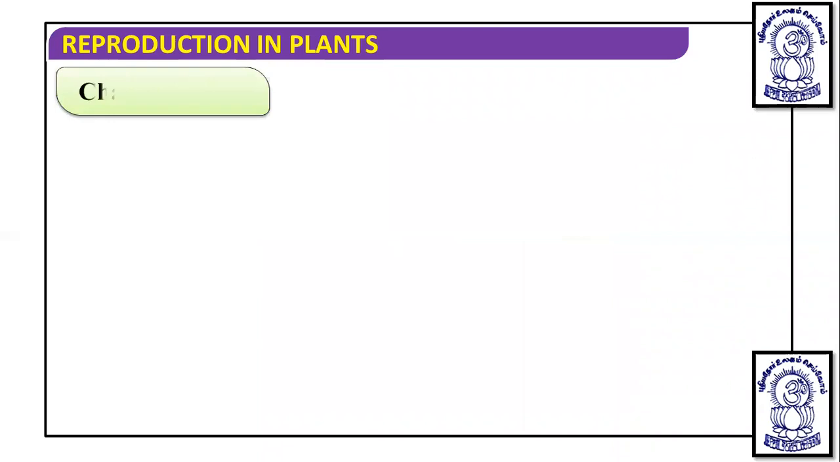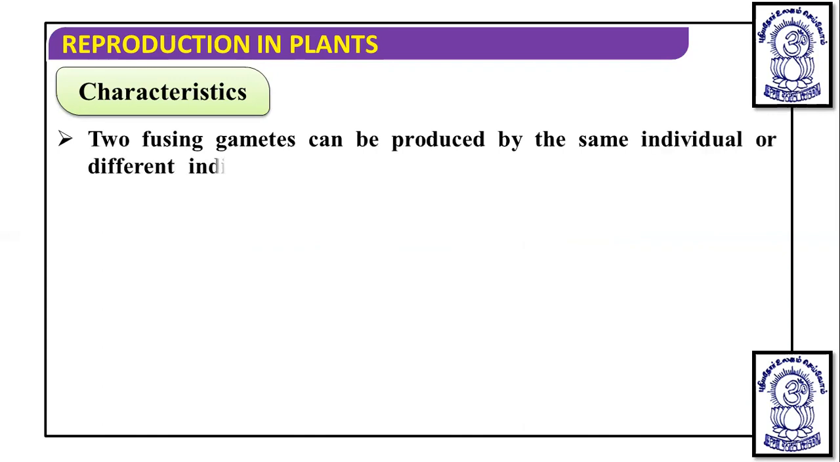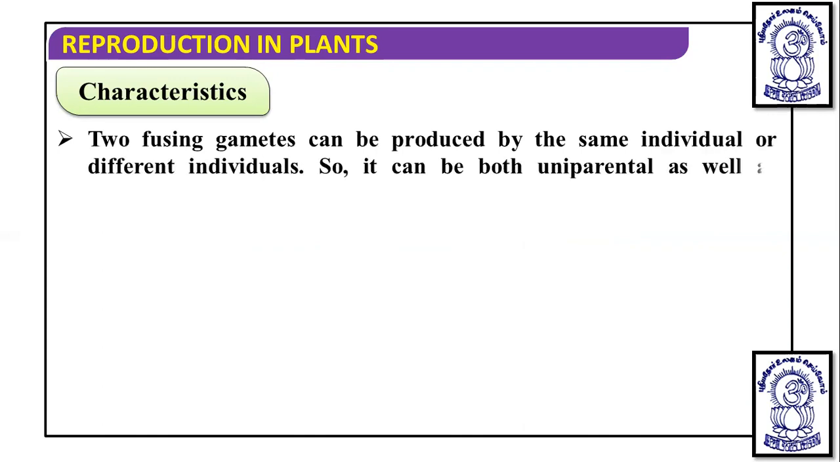Now, if we talk about the characteristics of sexual reproduction, we come to know that the two fusing gametes can be produced by the same individual or by different individuals. It means that usually male and female gametes in sexual reproduction are produced by two different individuals, but sometimes by the same individual as well. So we have already studied that it can be both uniparental as well as biparental, but mostly it is biparental.